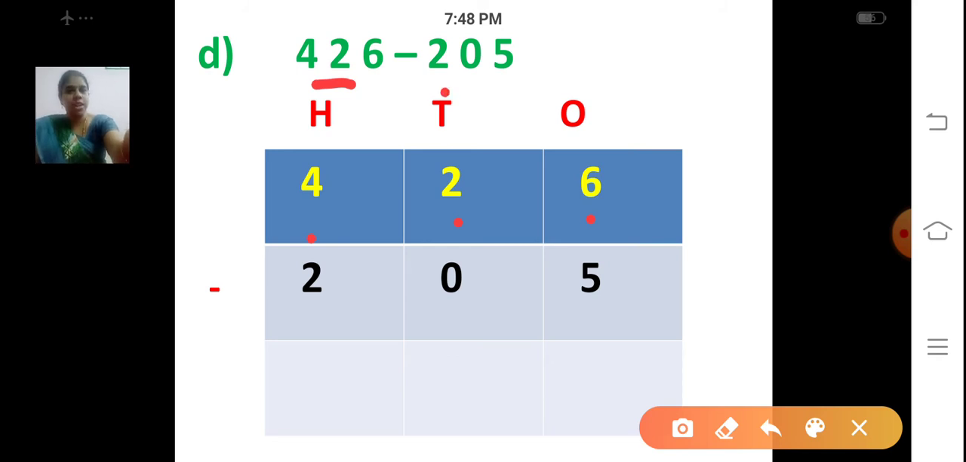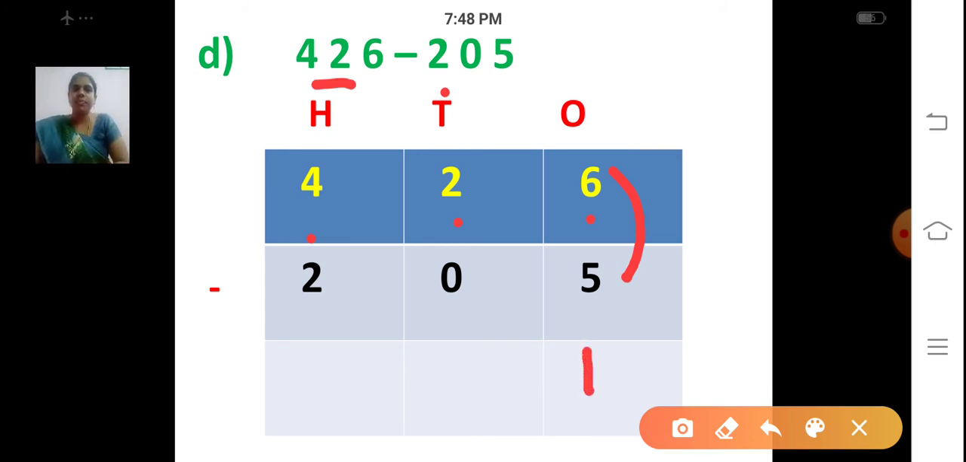Now let's take the smaller number, 205. Write it below: 5 in the ones place, 0 in the tens place, and 2 in the hundreds place. Let's subtract these two numbers now. So where will we start? Yes, the ones place. So 6 minus 5. 6 ones minus 5 ones is 1 one.